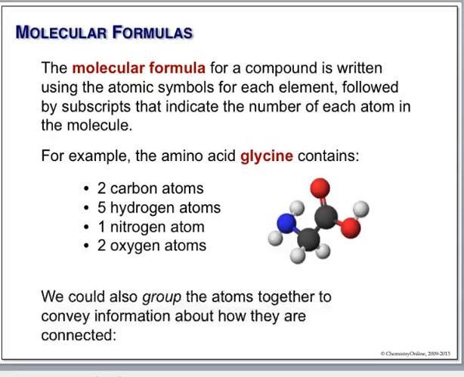You'll also see these things written out so that they're strung together to tell you more about what the molecule looks like. We could say that we have a nitrogen with 2 hydrogens, and that's bonded to a carbon with 2 hydrogens. And that's bonded to a carbon that's bonded to 2 oxygens, and one of them is an OH.